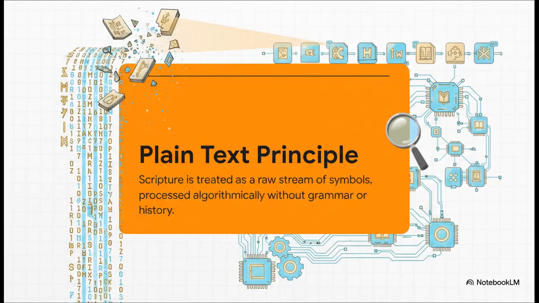The big rule that makes this work is what's called the plain text principle. So think about it like this. Imagine the scripture isn't a book of stories at all. Instead, it's just a raw stream of data, pure symbols. This principle says you have to ignore all the meaning we've attached to it over centuries, all the scholarly interpretations, everything. You just focus on the raw structure of the text itself.